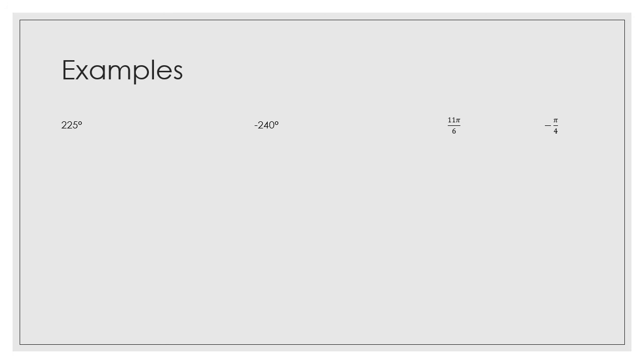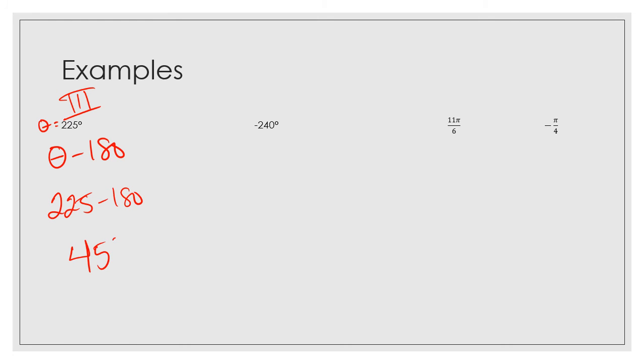So for these examples, I have 225 degrees. The first thing I have to ask myself is, is 225 degrees on the unit circle? And the answer to that is yes. So 225 is in quadrant 3. Since I'm working in quadrant 3, and this is in degrees, I'm going to be using the formula theta minus 180. I give you theta, so you just need to plug that in. So 225 minus 180 gets me 45 degrees as my reference angle.